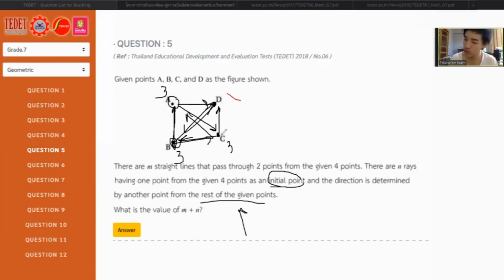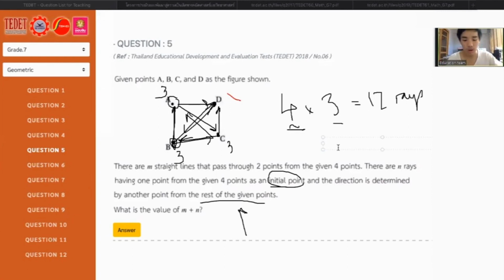There are 4 ways of choosing my initial point. I can choose A, or B, or C, or D. So that's going to give me 4 times 3. There are 4 initial points that I can choose, and for each starting point, I get 3 rays because I can draw 3 ways. So together, I'm going to get 12 rays.